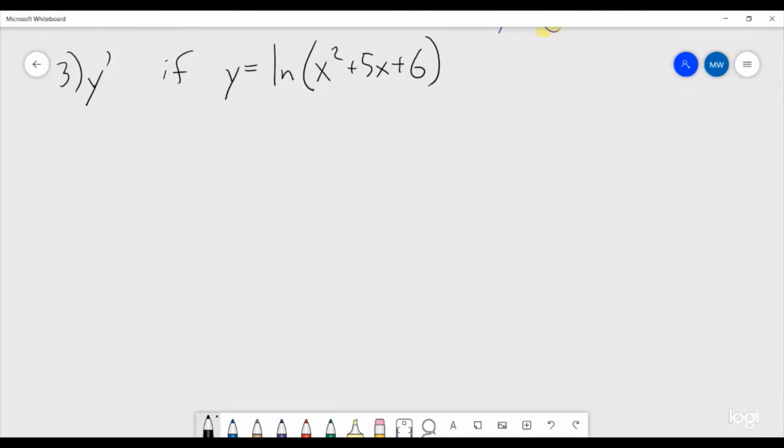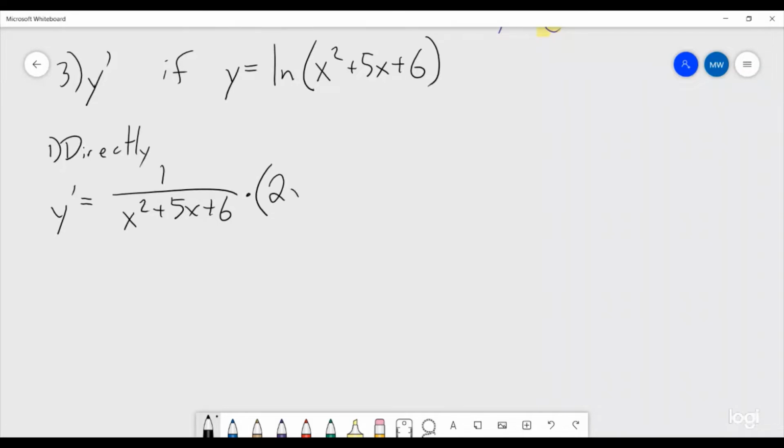Okay, so there's a couple ways we could do this. We could take the derivative directly, or we could simplify first. So let's do it directly first. Well, y prime is going to be the derivative of the natural log. Well, we found that is 1 over the stuff that's inside the natural log times the derivative of that. So that's going to be a 1 over x squared plus 5x plus 6 multiplied by the derivative of the inside, 2x plus 5. Great. That is the derivative of y.